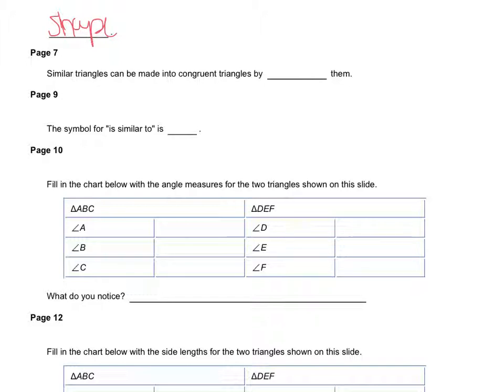And similar triangles can be made into congruent triangles by dilating them. So if I have two similar triangles, and I want to make them the same size, I just need to dilate one. That means I need to shrink one or enlarge one. All right, and the symbol for similar is this little symbol.